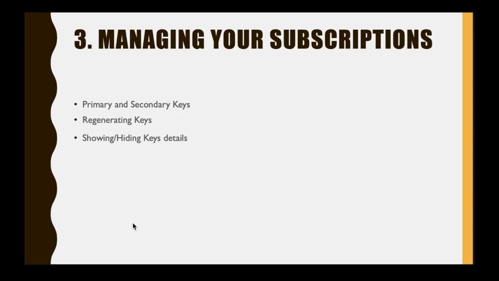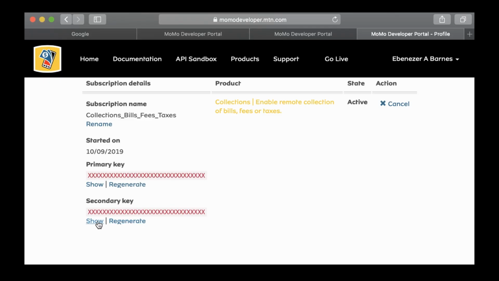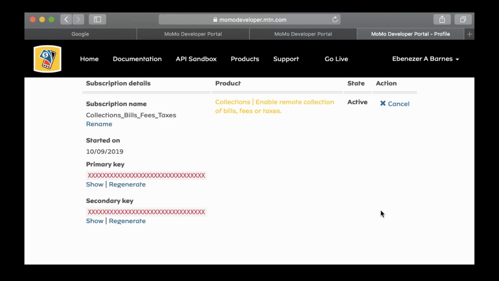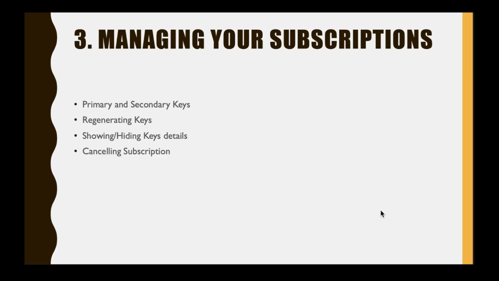Showing or hiding key details. When you click on this, it shows the key, and then you can click on it to hide the key. Of course, after this, I'll just cancel the subscription. I'll not be using it. You can also cancel your subscription. When you click on cancel, that means you no longer want to subscribe to this product.